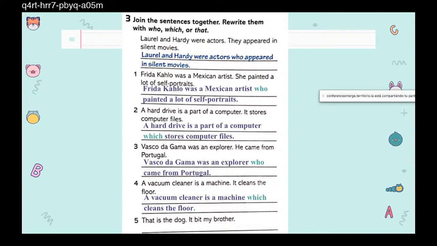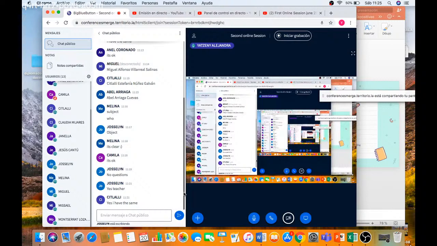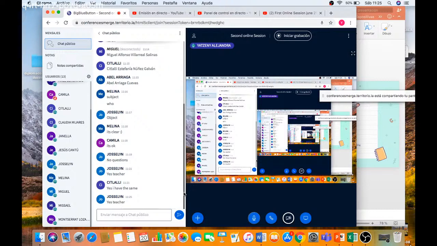And number five, that is the dog. It bit my brother. So we are talking about an element. We are not talking about a person. It says that is the dog which bit my brother. Also, that bit my brother. Okay? Till here, is it okay for you? Is it okay to join the two sentences in one? Is it easy for you? Okay, yes, I can guess.